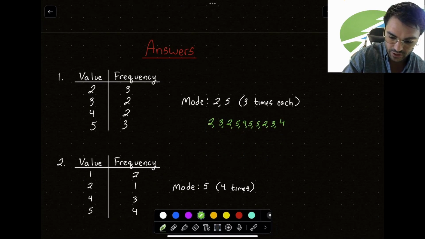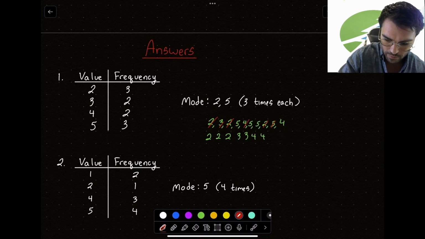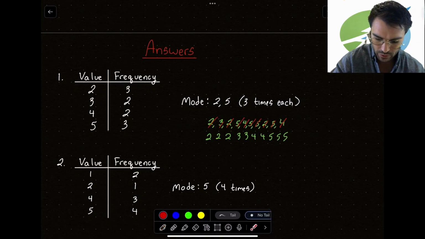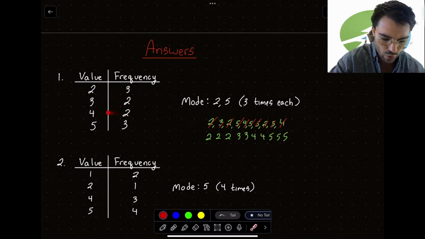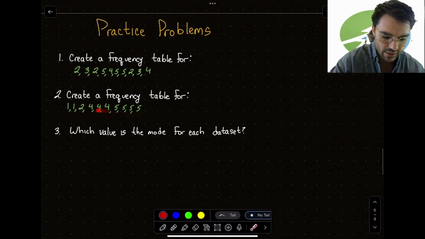This should look like, let's see, we have 2, 2, 2 right here. 3, 3. 4, 4. And our 3 5s are right there. 5, 5, 5. 1, 2, 3. Cool. So 3 2s, 2 3s, 2 4s, and 3 5s. Nice. Easy. Our next one, this one was already given in ascending order, so it makes it easy.